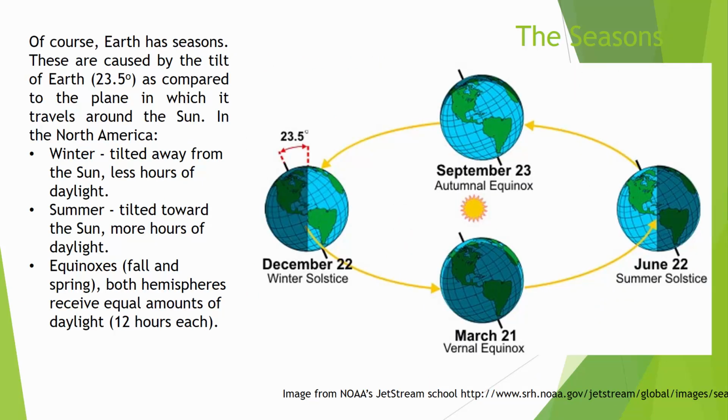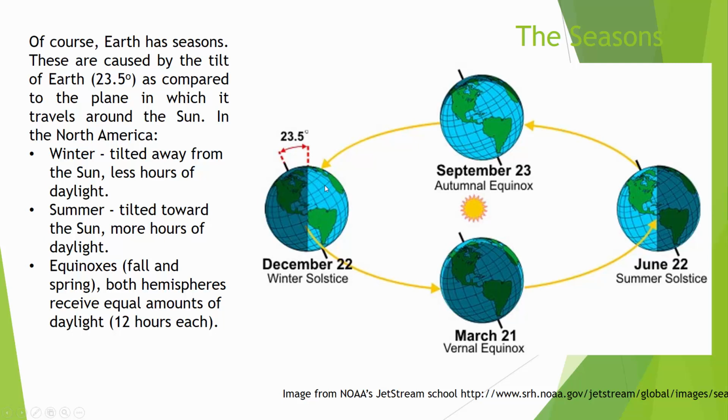So we just said that Earth has seasons, and of course you've all experienced that, even if you live somewhere like Arizona where we joke that it's always kind of summer here. We do have different times of year where there's more sunlight and more heat and less heat. So the seasons are caused by the tilt of Earth. The tilt on Earth is about 23.5 degrees. In geological time, that does change a little bit, so it's not always 23.5, but for now in our lifetimes it will be 23.5 degrees as compared to the plane in which it travels around the sun.